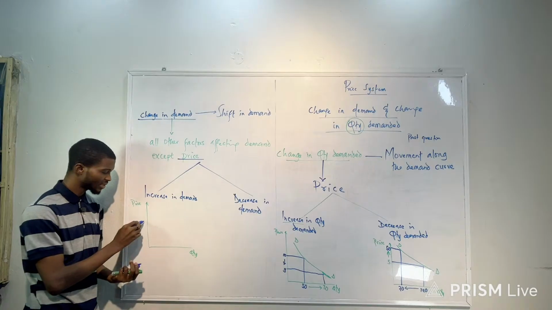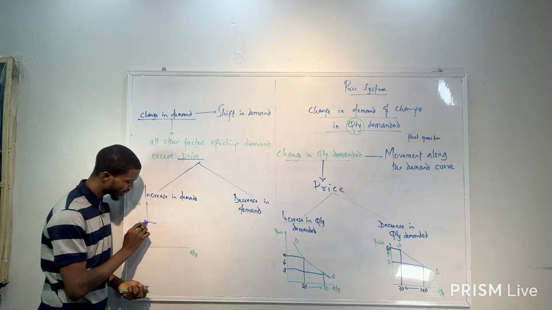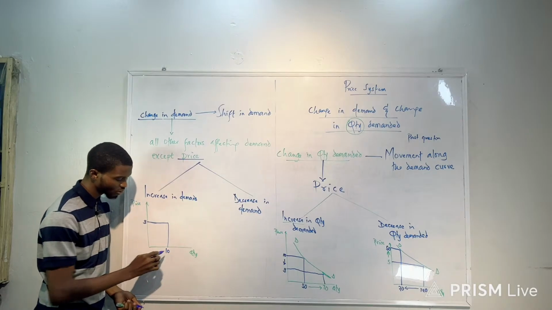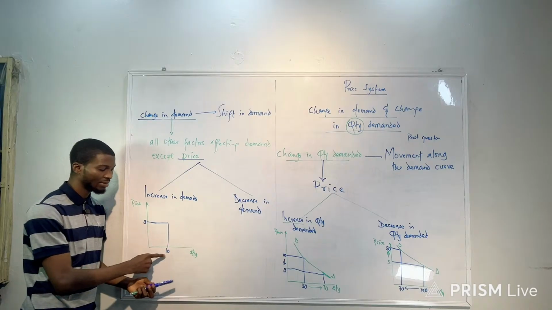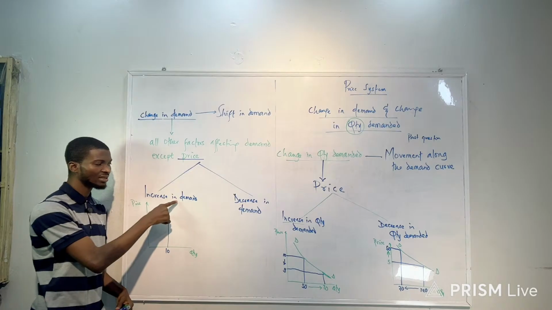The price of something is 3 naira, and I buy how many quantity? Let's say I buy 10 quantities of that thing. The price of something is 3 naira, and I buy 10 of it. Remember what I want to draw. What I want to draw is increase in demand.